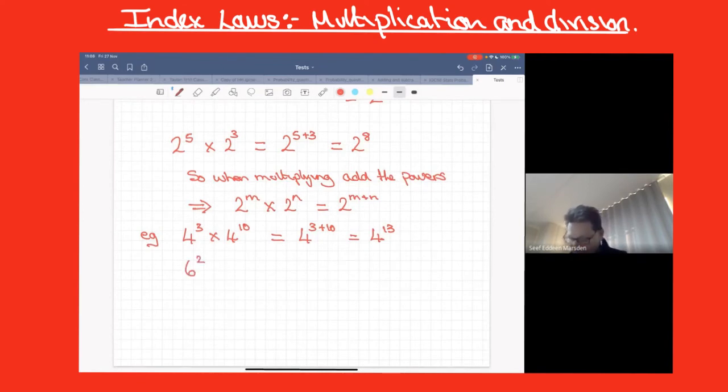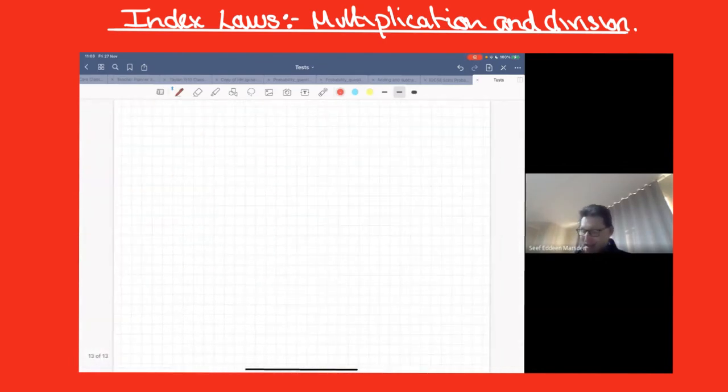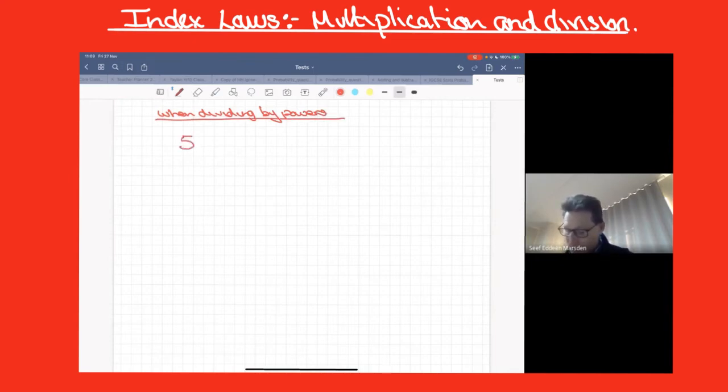6 to the power of 2 times 6 to the power of 11 is the same as 6 to the power of 2 plus 11, which is equal to 6 to the power of 13. It is the same for division. So when dividing by powers, so you might have 5 to the power of 8 divided by 5 to the power of 4.